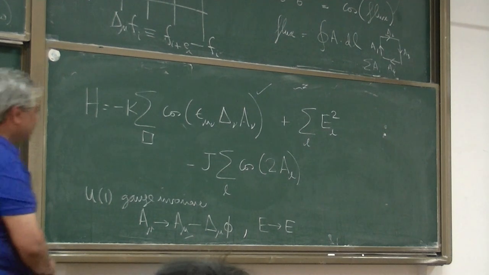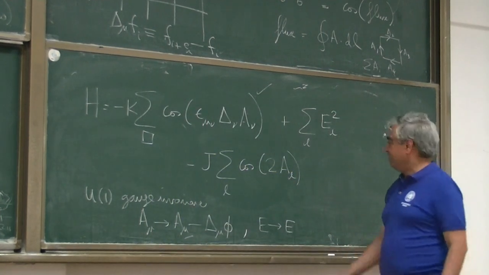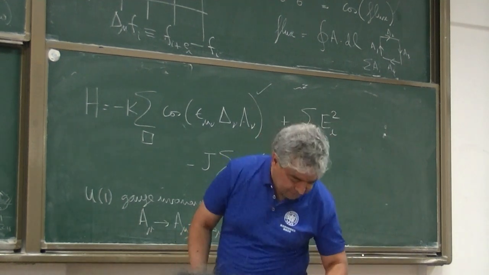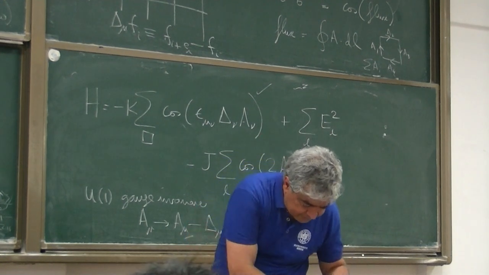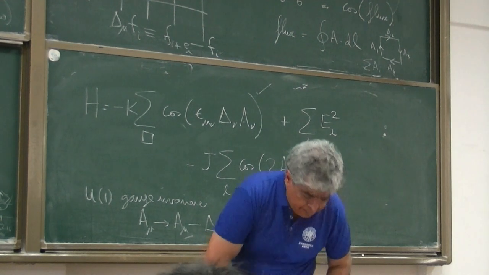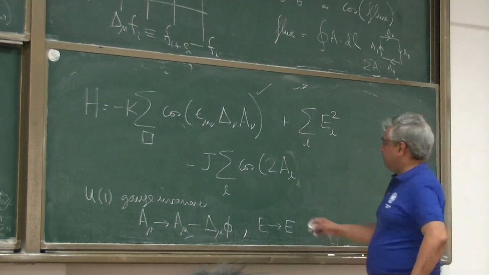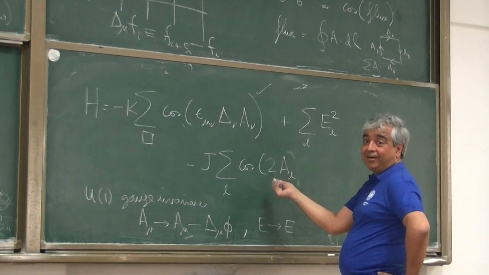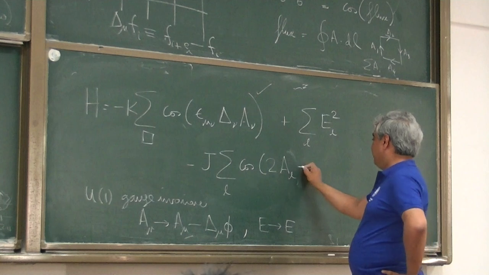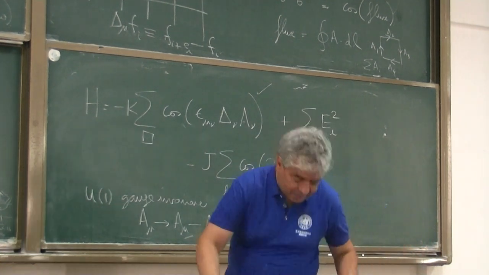So the trick is to introduce another degree of freedom, some other phase, which is going to sit over here. We're going to write this as... So what we want to do is make this term gauge invariant. So how can I make this term gauge invariant? Well, the only way I can make this term gauge invariant is if I introduce another phase, which I call, what did I call it here?